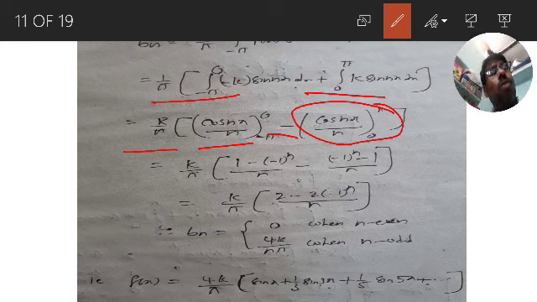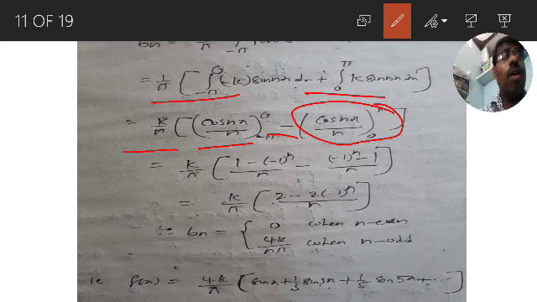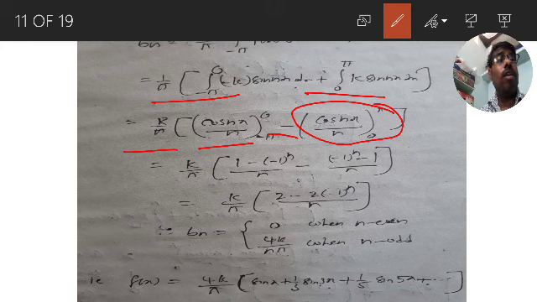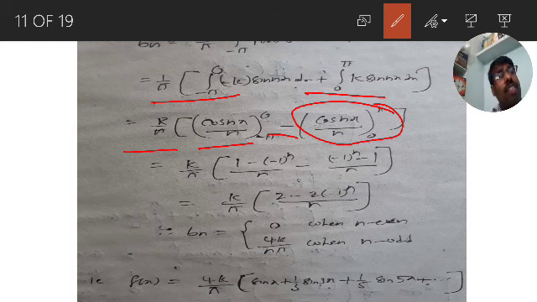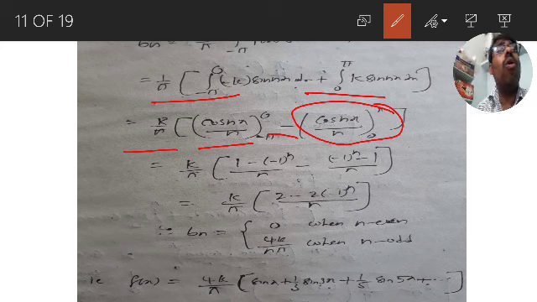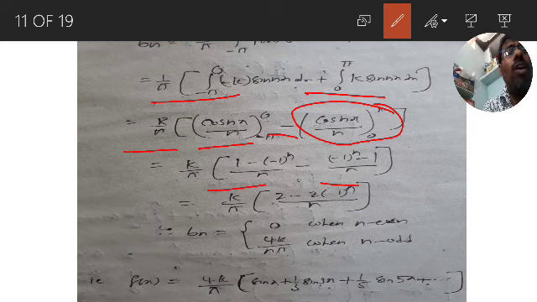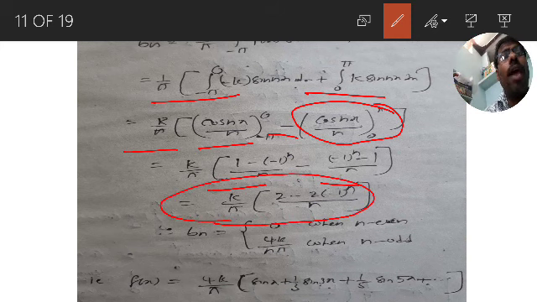Why? Cos 0 is 1, cos pi is minus 1, cos 2 pi is 1, cos 3 pi is minus 1, cos 4 pi is 1, cos 5 pi is minus 1, cos 6 pi is 1, cos 7 pi is minus 1. Alternately plus 1, minus 1, plus 1, minus 1. That's why cos n pi is minus 1 whole power of n. Now substitute those formulas. What we got? bn is equal to k by pi times 2 minus 2 into minus 1 whole power of n, by n.